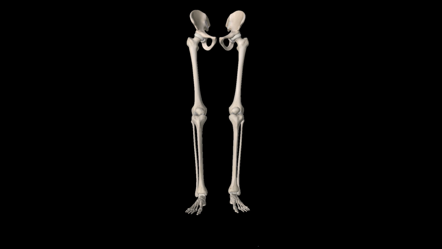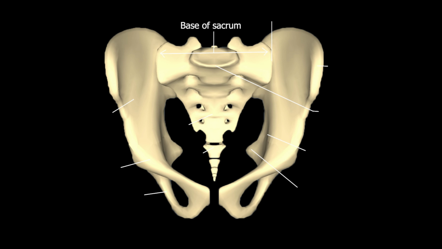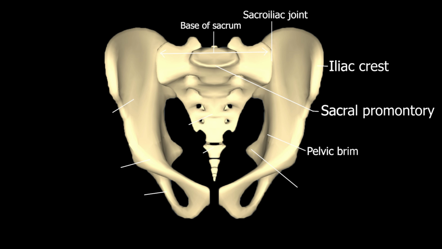Lower limb. The human leg, in the general meaning, is the whole lower limb of the human body, including the foot, thigh, and even the hip or gluteal region. However, the definition in human anatomy refers only to the section of the lower limb extending from the knee to the ankle, also called the crus. Base of sacrum, sacroiliac joint, iliac crest, sacral promontory, pelvic brim, ischial spine, ischium, pubic bone, ilium.